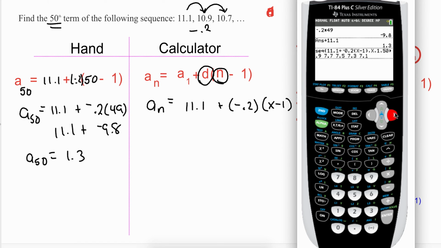Do do do do. La di da, la di da. Oh, it's raining outside. Oh, it's still going. I'd rather do this by hand. There it is, 1.3.